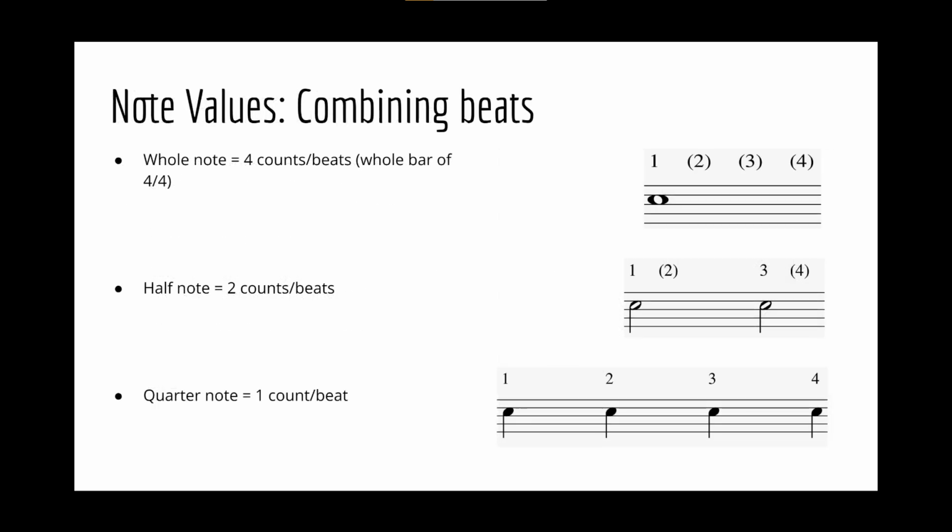Next, we'll talk about the note values. We'll start with the notes that last 1 or more beats, with the biggest being the whole note. A whole note gets its name because it is one whole bar of common time, which is 4/4. 4 counts, 4 beats, a whole bar. So if you're going to play an instrument like the pipes, you're just going to hold a note.